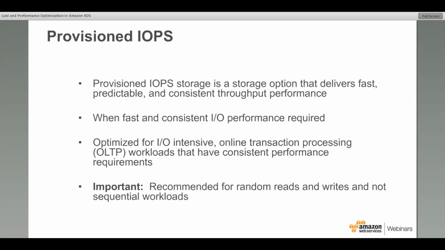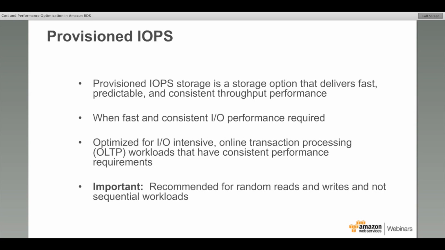Okay, so that's the first one I talked about, using the default, which is our new SSD storage with 3 IOPS per gigabyte. The other way is to look at provisioned IOPS. Provisioned IOPS is also SSD based. However, you can actually specify an exact amount of IOPS.